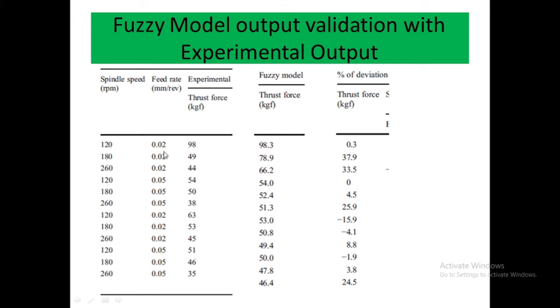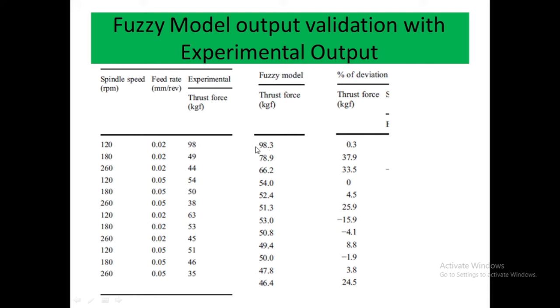For 120 and 0.02 the experimental value is 98, for 180 and 0.02 feed rate it is 49. Likewise, I collect the data with the calibrated measuring instrument and the calibrated experimental setup. Okay, from this, compare all these things here. My experimental data 98 is the maximum value and 63 is the minimum, according to 120 spindle speed and 0.02 feed rate, so I choose these values. Okay, I frame the new output of thrust force from the fuzzy model, and these values are tabulated.